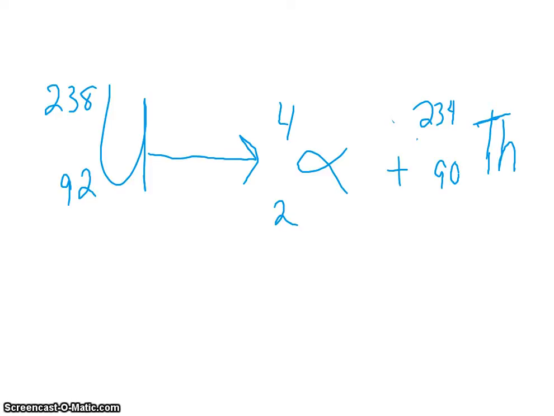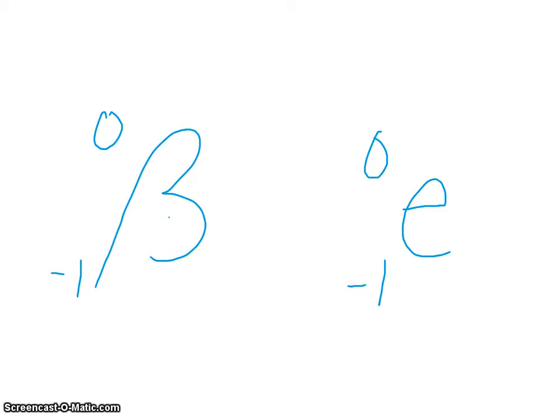The next type of decay, beta, can be represented in one of two ways. On the left is the traditional Greek letter beta with a mass number of 0 and an atomic number of -1. Since a beta particle is essentially a high-speed electron, we can also use the symbol for electron, e, with the same mass and atomic number.